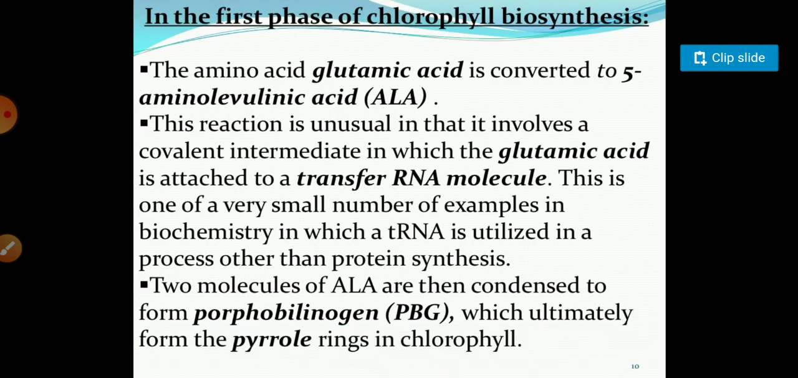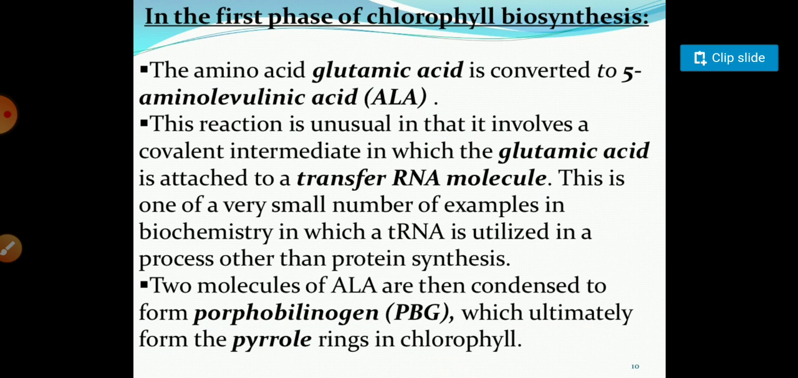The amino acid glutamic acid is converted to 5-aminolevulinic acid, which is also known as ALA. This reaction involves a covalent intermediate in which the glutamic acid is attached to a transfer RNA molecule. This is one of the very small number of examples in biochemistry in which tRNA is utilized in a process other than protein synthesis.